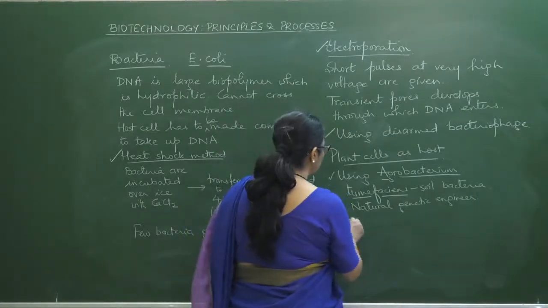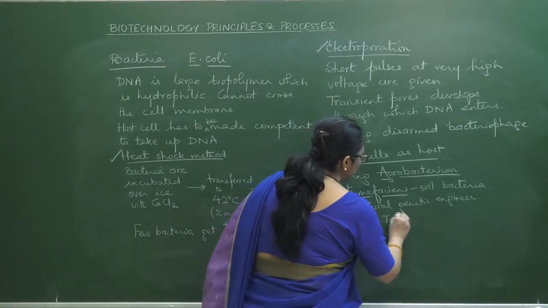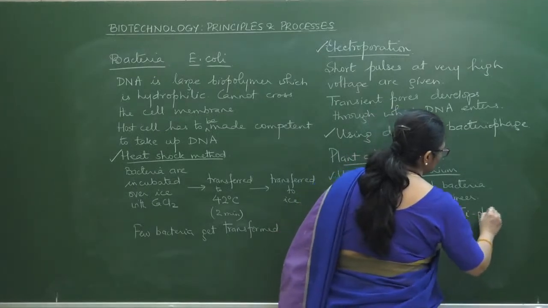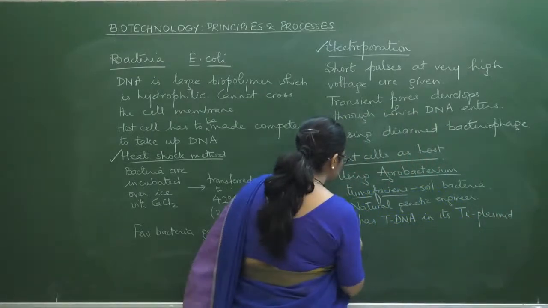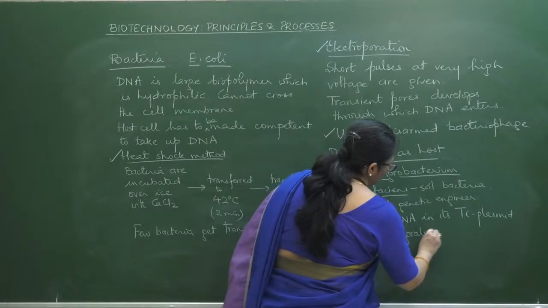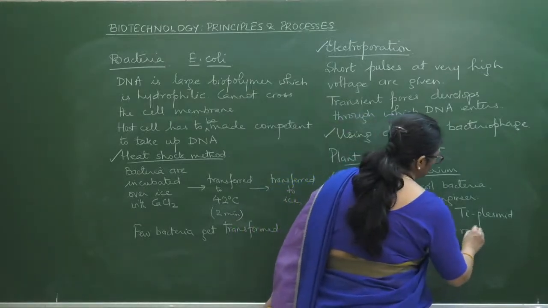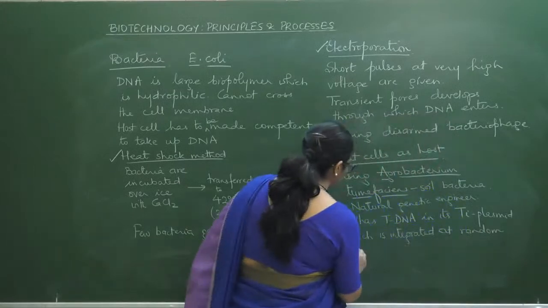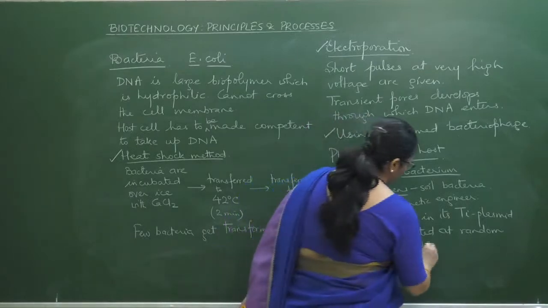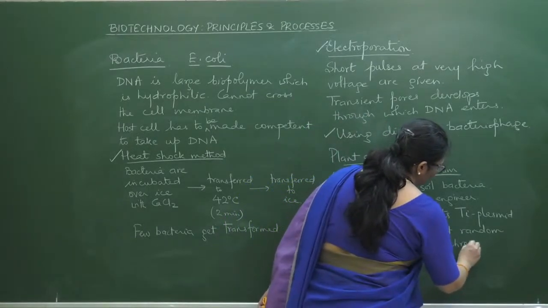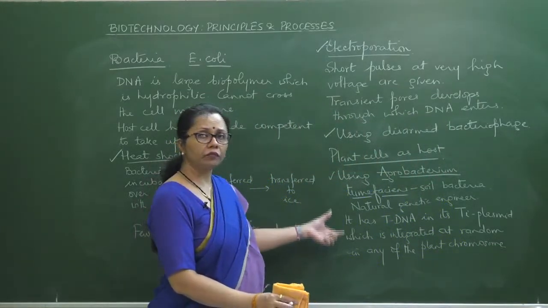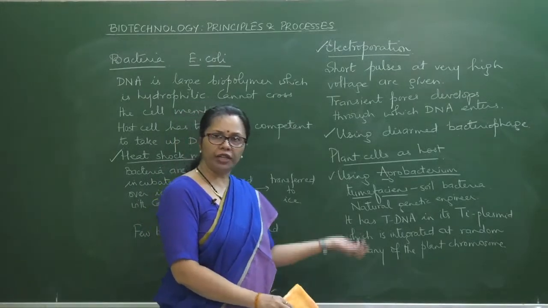Okay, so it has T-DNA in its Ti plasmid, which is integrated at random in any of the plant chromosomes. Okay. So once it integrates that, now this DNA is expressed.